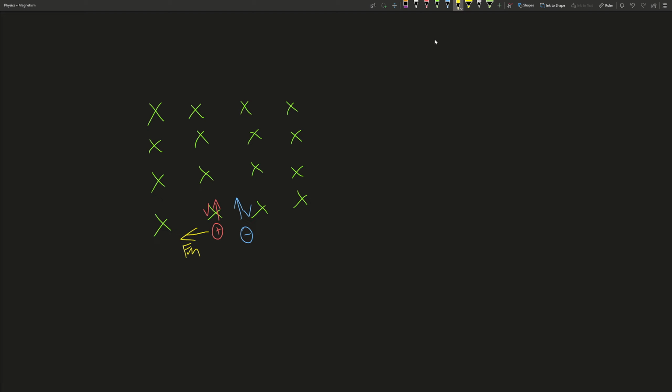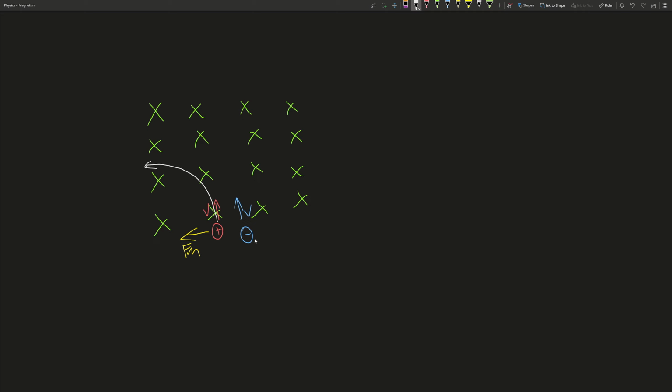And so that means that this particle will trace out a path in a circle, like a semicircle, or a circular arc, because this force is always going to be perpendicular to velocity, and it's always going to be to the left of velocity if we look at it in this orientation.